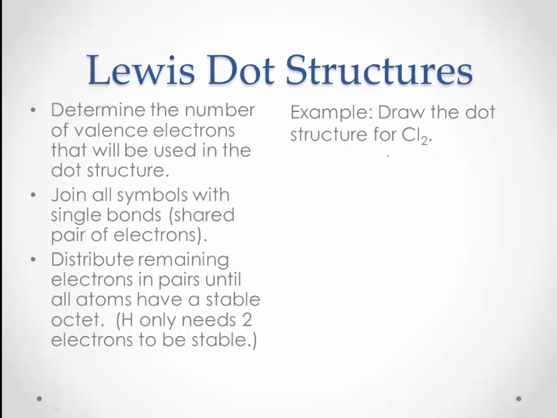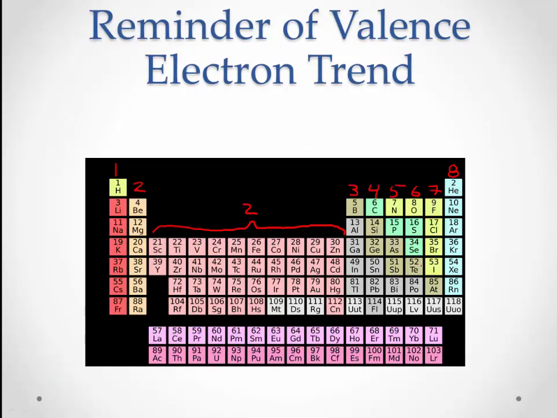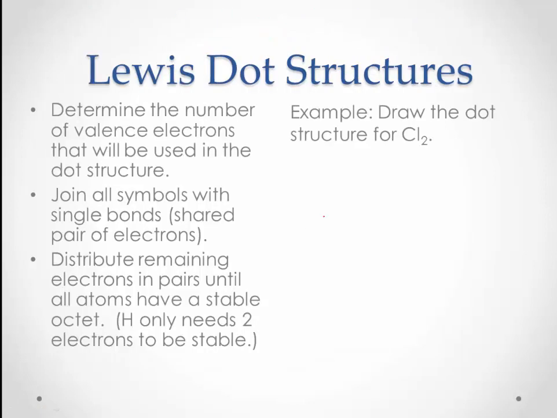But so if we want to know what Cl2 looks like, first of all, we have to figure out how many electrons it has. Well, if we go back and look at that trend real quickly, chlorine is in the halogen column, and there are 7 valence electrons with each chlorine atom. And we have 2 chlorines in this molecule, so the valence electrons will be 2 times 7. So I need 14 electrons in the dot structure.